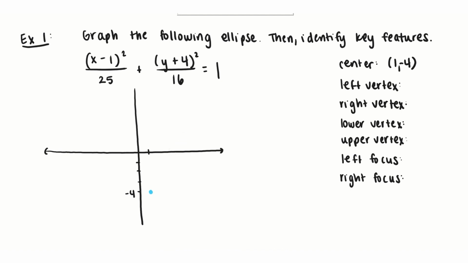So our center is here at (1, −4). And then the next thing we have is the number under x is your a² term. So this means that a² is 25. And now I just want to solve for a. So then I'm just going to go ahead and take the square root to each side. The square root and the square cancel, so you just get a equals 5. And now a equals 5, that's the distance that we're going to move to the right and left to find our vertices.